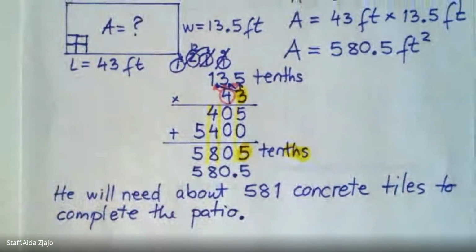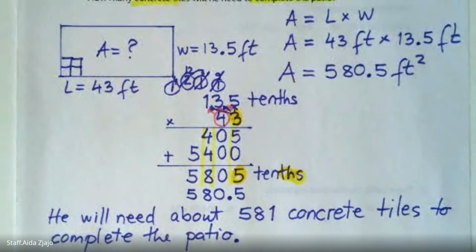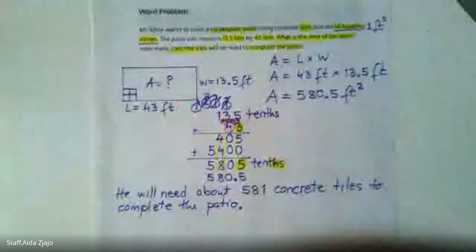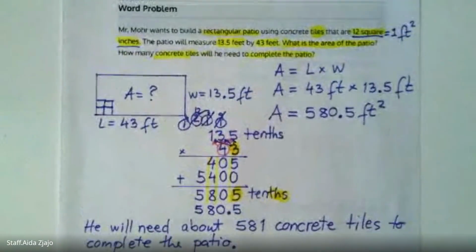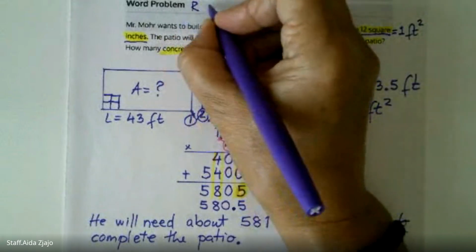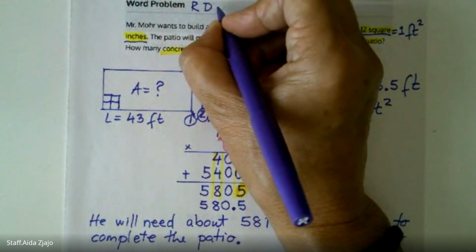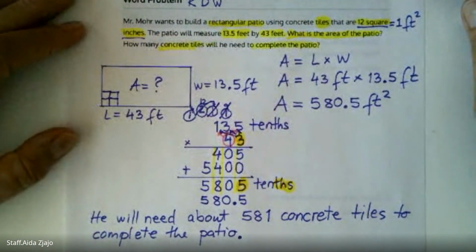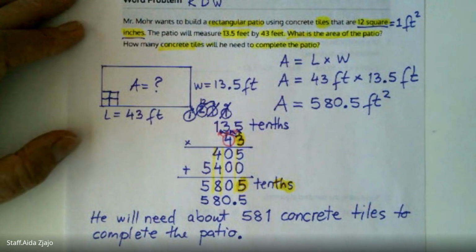Okay, so that is the problem. That is lesson 11, a word problem. We use the strategy: we read the problem, we draw a picture, and then we write. Read, draw, and write, and we got our answer.